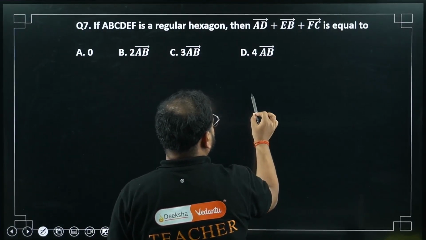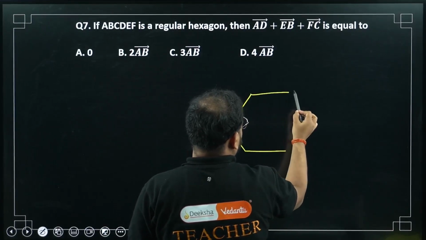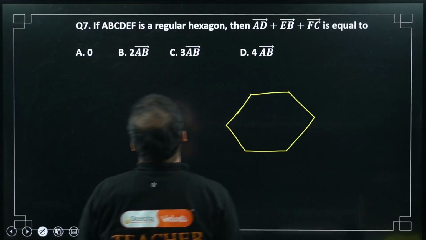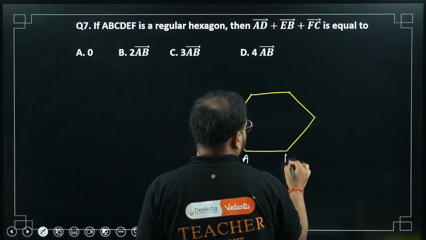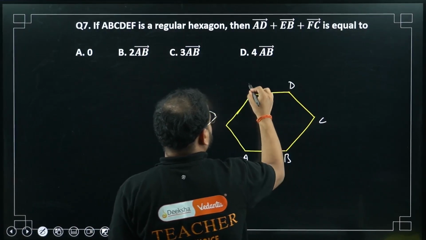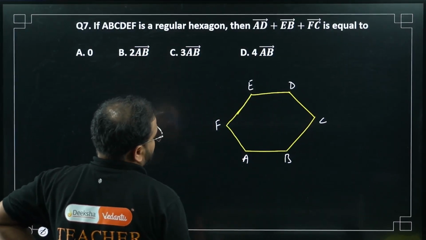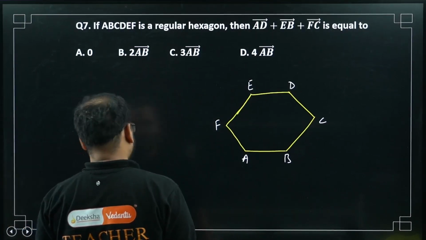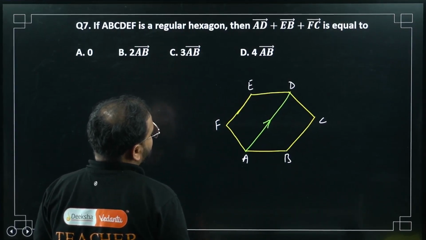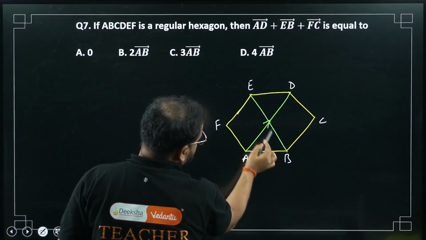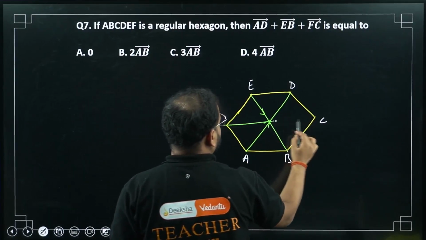Okay, please draw it. Let's draw this. Looks okay. Side names are A, B, C, D, E and F. Okay. They are saying AD. So join AD. Diagonal like this. EB, E to B. So this is EB, okay, and FC like this.